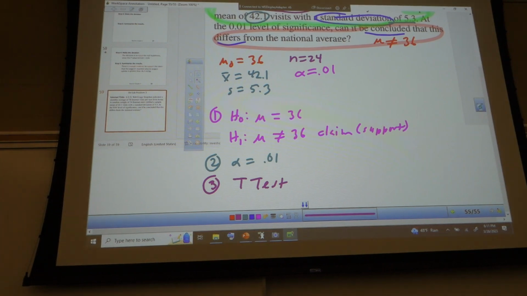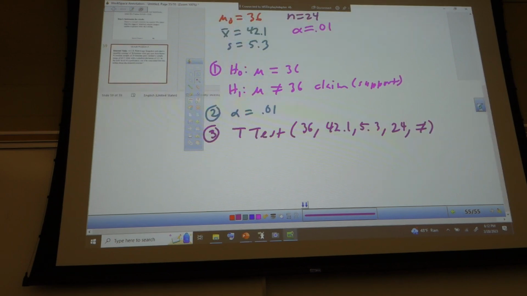That's happened often. All right, so then my t-test is going to be of my mu naught, 36, comma, my x bar, 42.1, comma, my s, 5.3, comma, my n, 24, comma, my claim, not equal to. What did everybody get for their p-value? 0.0000971. How many zeros? Five zeros. Yes. Okay, great. 9, 7, 1.